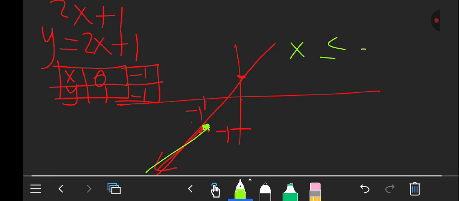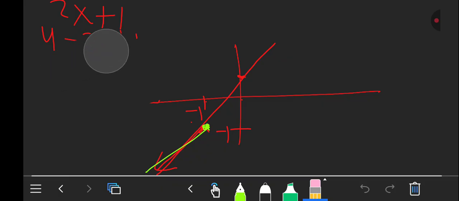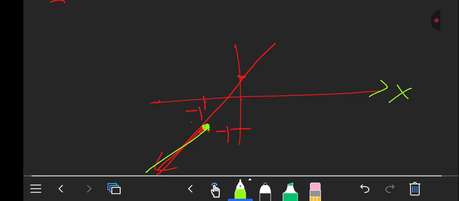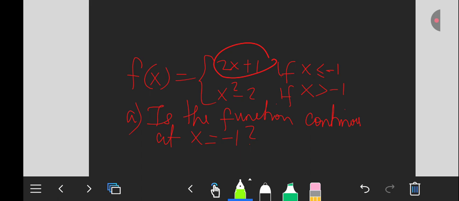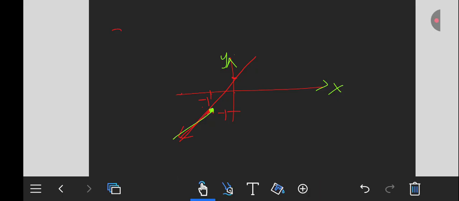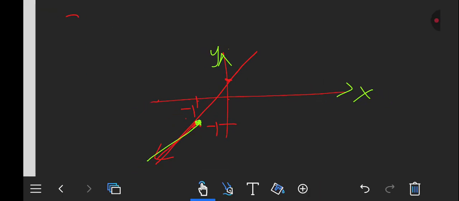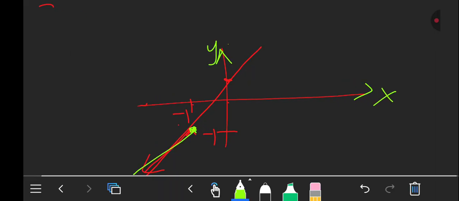Alright. Then the next equation I have. So this is my x-axis. That is my y. So the next equation I have is x squared minus 2. X squared minus 2. How do you sketch this? So I have x squared minus 2, so there should be an arrow there. Like that. How do you sketch?